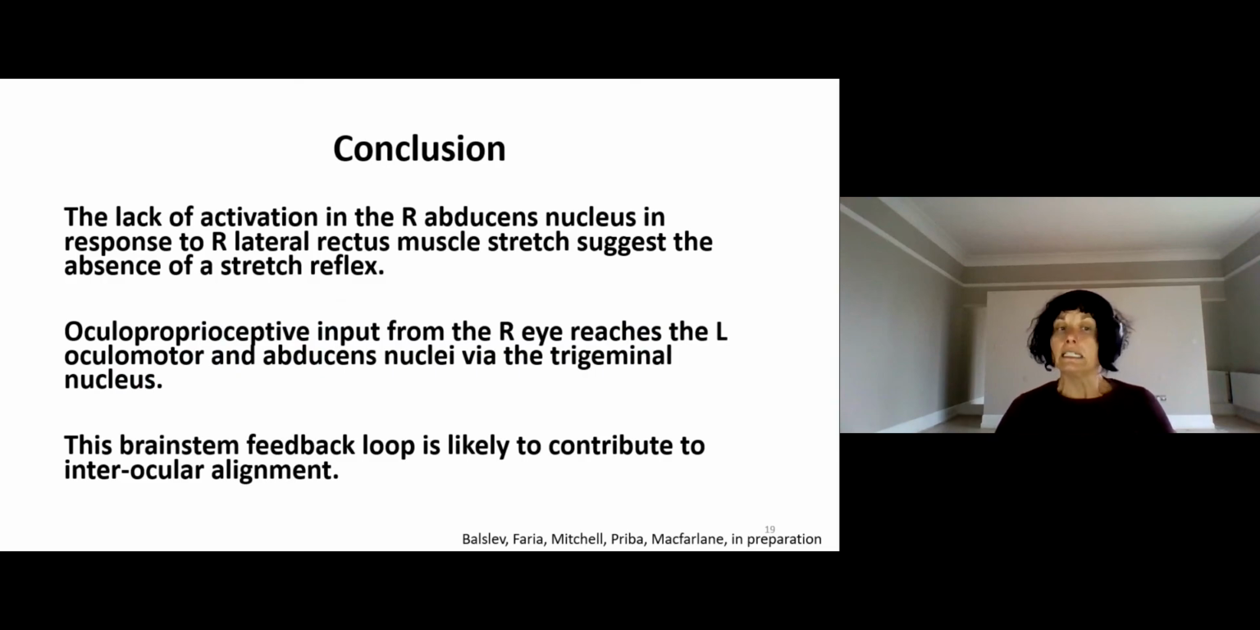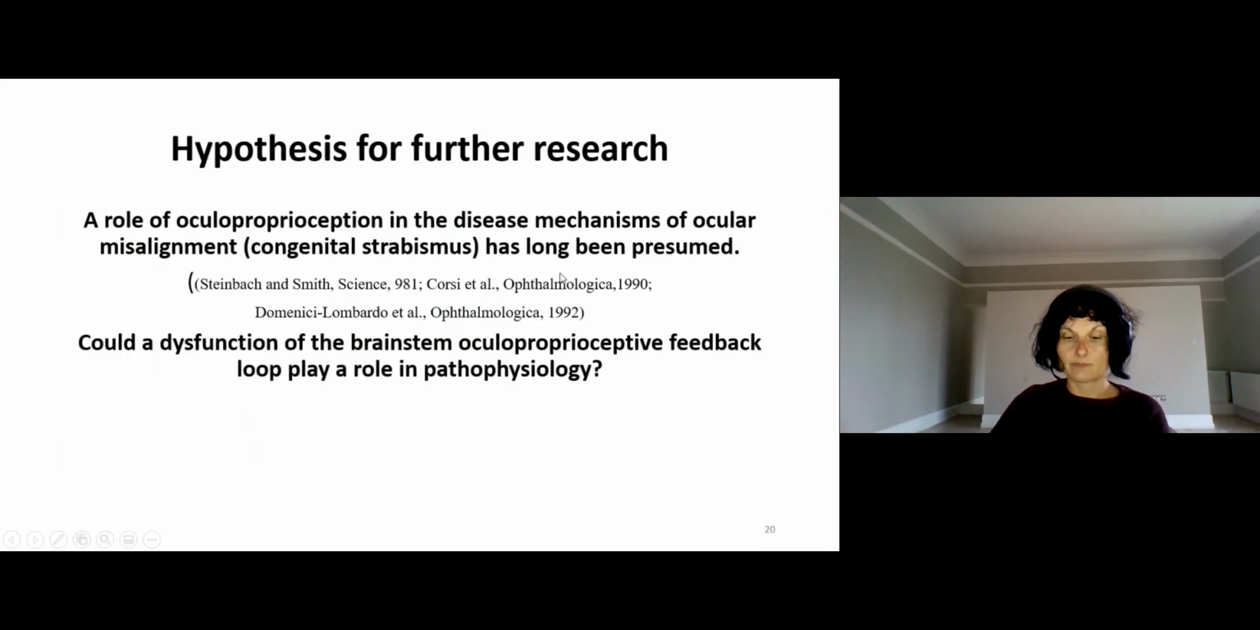So, in conclusion, the lack of activation in the right abducens nucleus in response to right lateral rectus muscle stretch suggests the absence of a stretch reflex. It's always difficult to conclude based on negative results, but this study adds evidence against a stretch reflex in the extraocular muscles. Ocular proprioceptive input from the right eye reaches the left oculomotor and abducens nuclei via the trigeminal nucleus. This brainstem feedback loop is likely to contribute to interocular alignment.